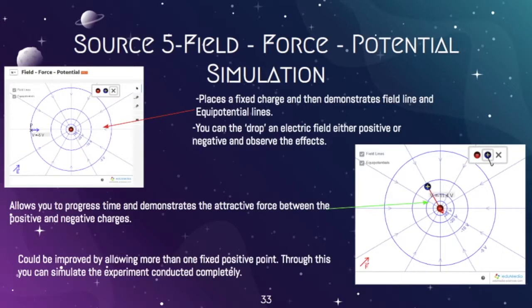Source 5. Field force potential simulation. This simulation places a fixed charge and then demonstrates the field line and equipotential lines. You can then drop an electric field, either positive or negative, and observe the effects. The field force potential simulation also allows you to progress time and demonstrates the attractive force between the positive and negative charges. This simulation could be improved by allowing more than one fixed positive point. By allowing multiple points, you can simulate the experiment conducted completely.